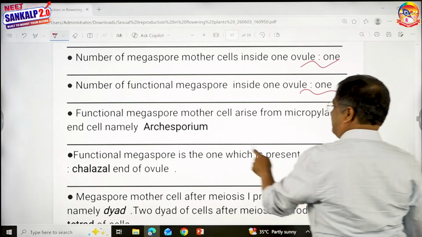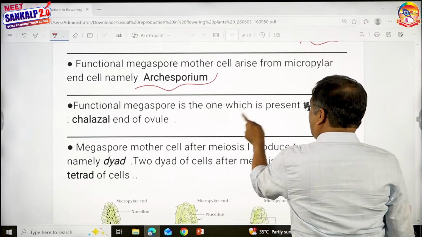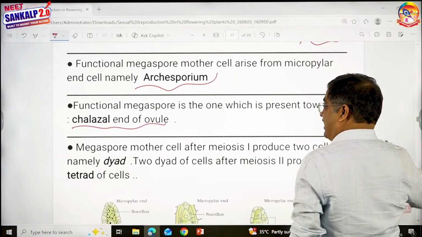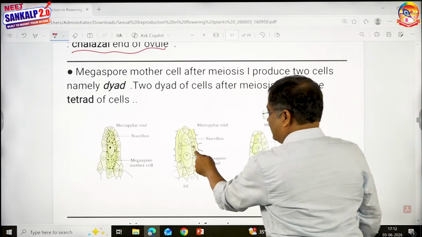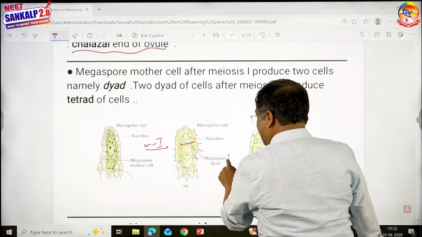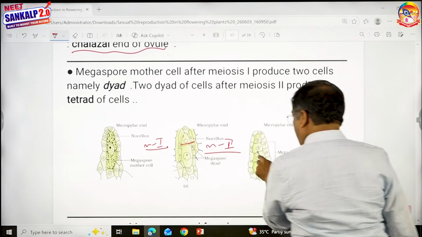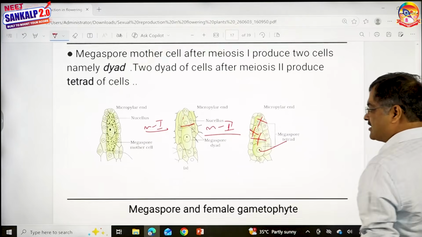The megaspore mother cell, we already discussed this, is the archesporium. The functional megaspore is the one which is present toward the chalazal end. You know that. All right. Megaspore mother cell after meiosis produces 2 cells. Look here, these are the 2 cells after meiosis 1. And after meiosis 2, this megaspore mother cell produces 4 megaspores. 3 megaspores disintegrate. The chalazal megaspore will be functional.